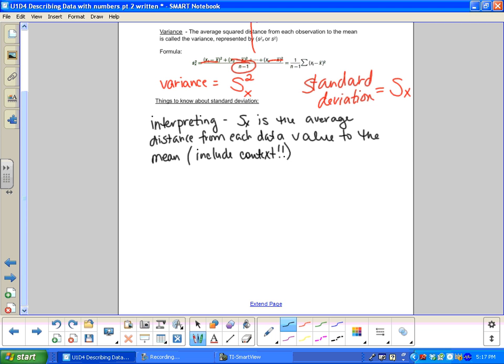Okay, so here's a few other things. Your standard deviation is always going to be greater than 0. And this is because you're adding up a bunch of values that have been squared. And if you remember anything about algebra, if you square something, it's always going to be positive. So you're adding a bunch of positive numbers together, you're dividing by a positive number, you're going to get a positive number in the end. Plus it's a distance, really. Distances are positive. So your standard deviation has the same units as your original data.